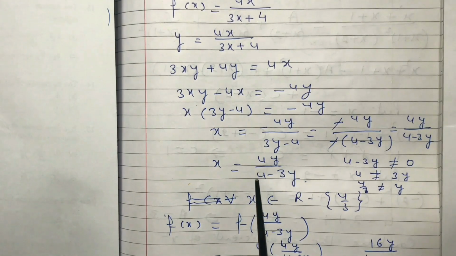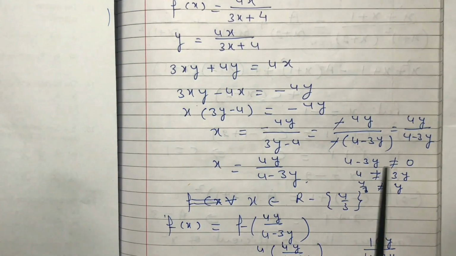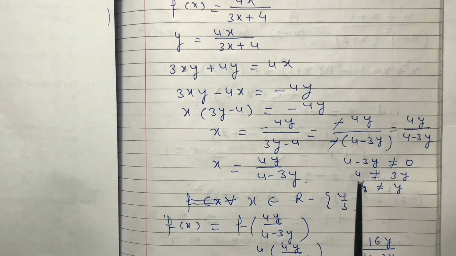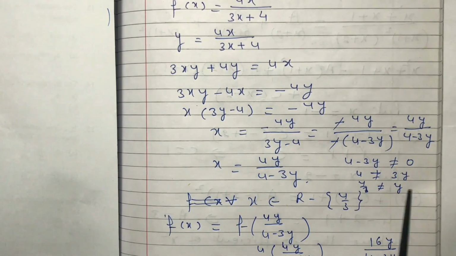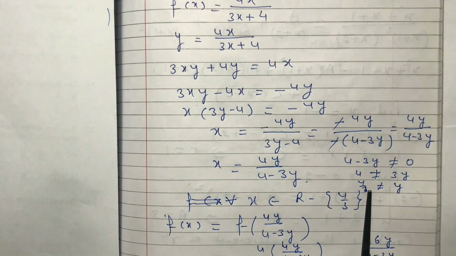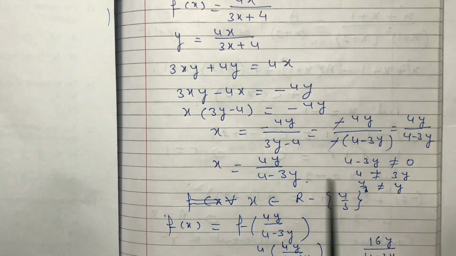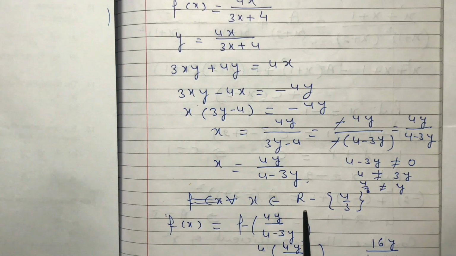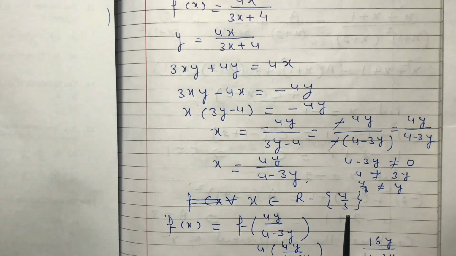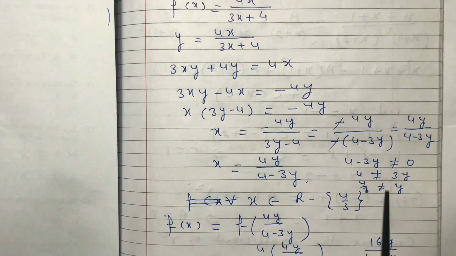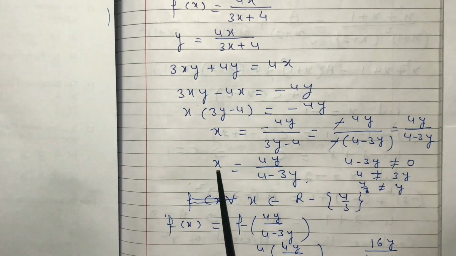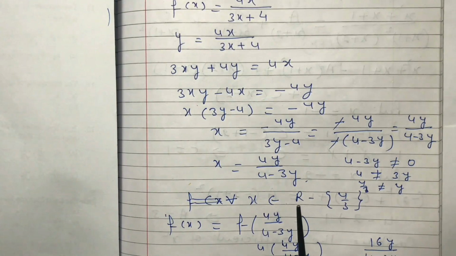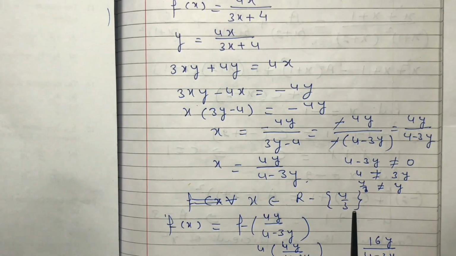Now the denominator should not be equal to 0. 4 minus 3y should not be equal to 0. It means 4 is not equal to 3y, so y is not equal to 4 by 3. If y is not equal to 4 by 3, it means x will belong to R minus 4 by 3. If the value of y is not 4 by 3, then x will also belong to R minus 4 by 3.